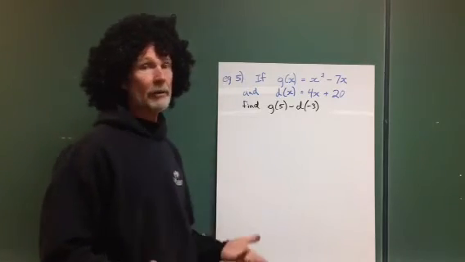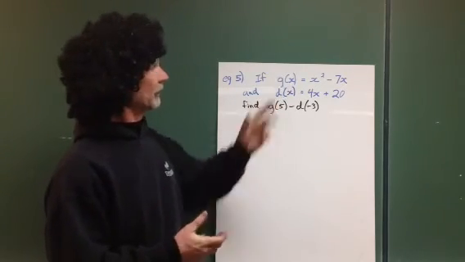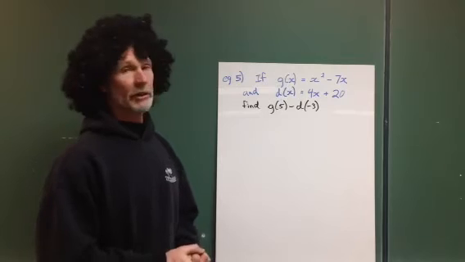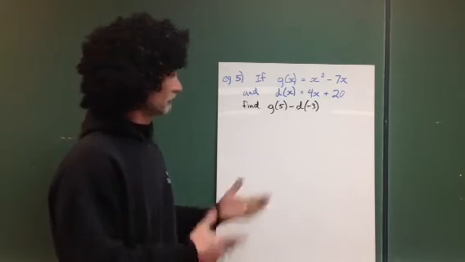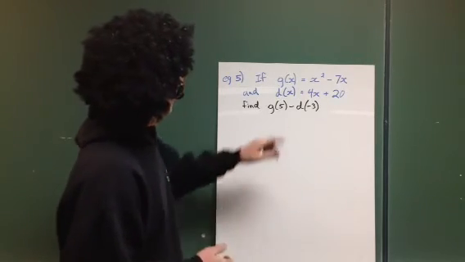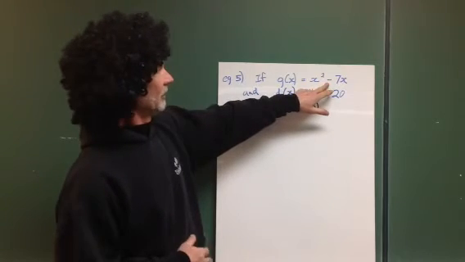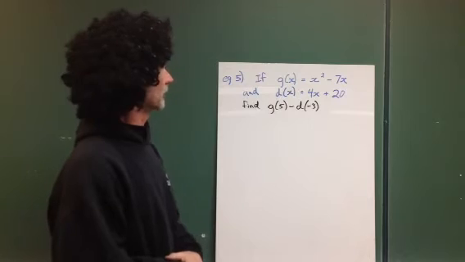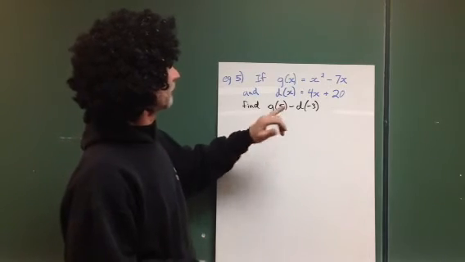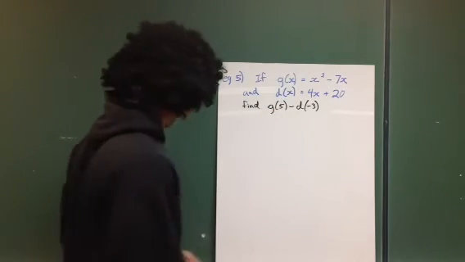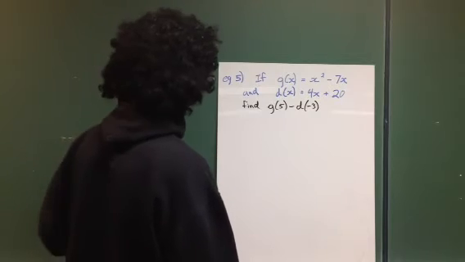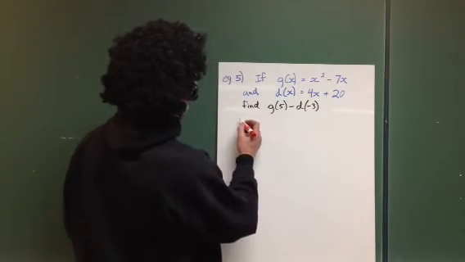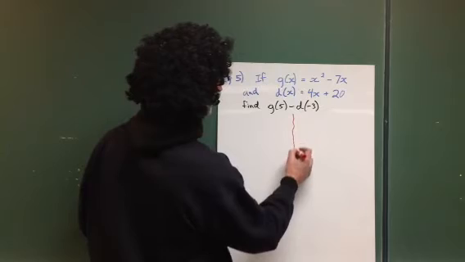Okay, here's a final example of something you might end up with. Here's two different functions. One's called g of x and one's called d of x. And just random letters, okay? In this case, g of x is defined as this relation, x squared minus 7x, and d of x, 4x plus 20. And we want to find out what g of 5 minus d of negative 3 is. So I'm going to split this up a little bit and do my g of 5 over here and my d of negative 3 over here.